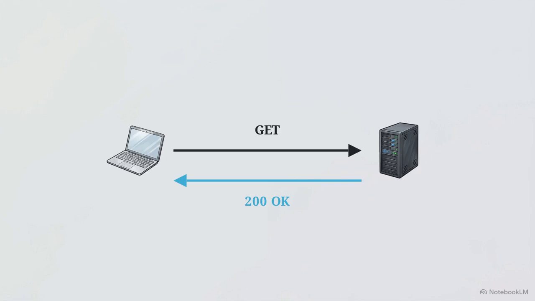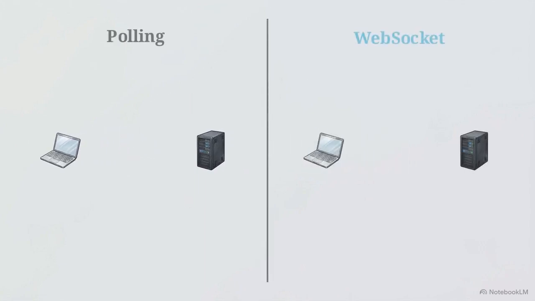Standard HTTP is a one-way street. A client sends a request, and a server returns a response. By design, the server cannot initiate contact or push unprompted data to the client. This diagram shows how we initially tried to solve this.